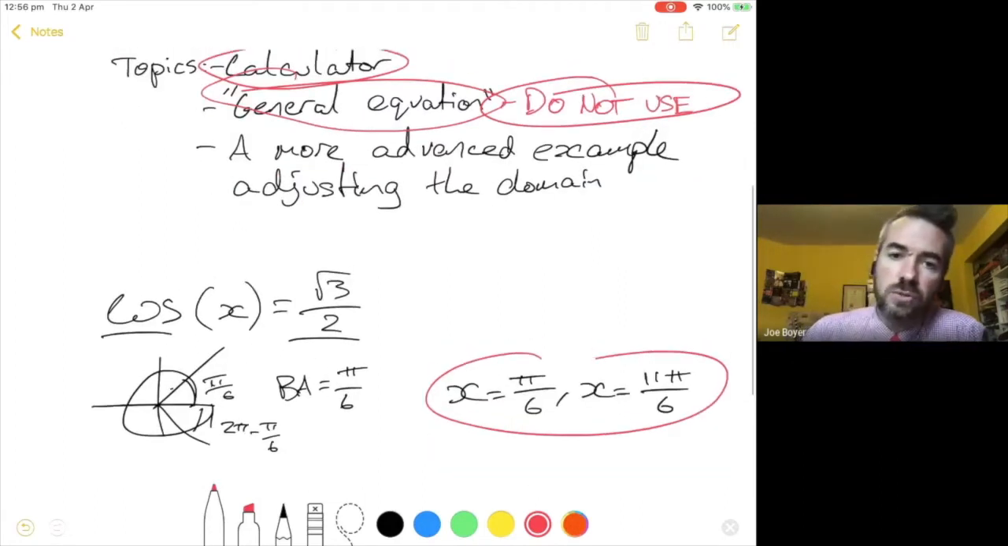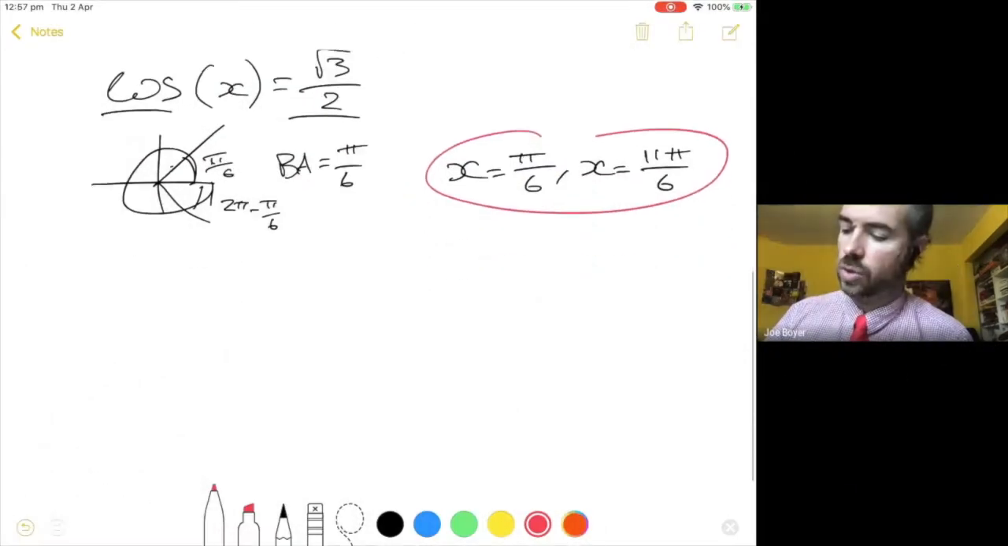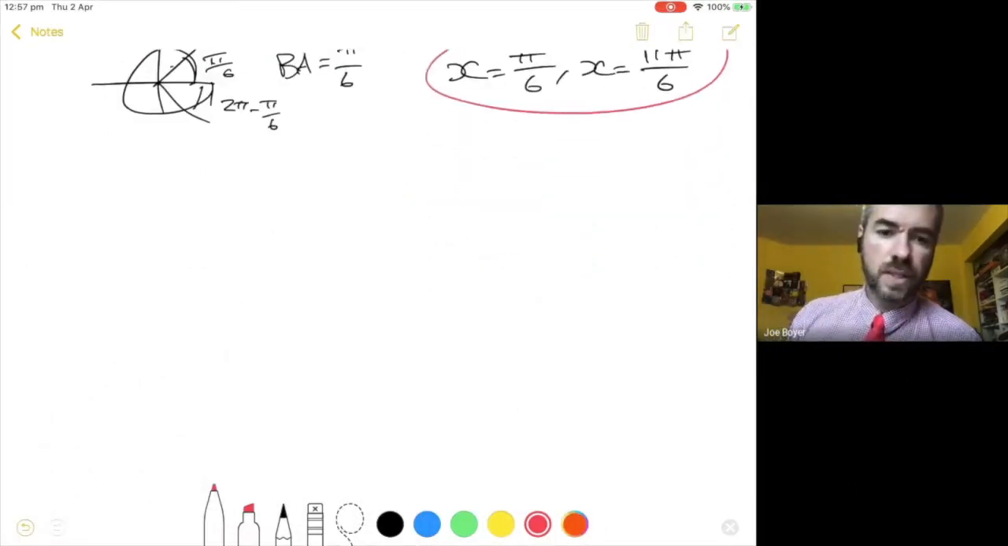I'm about to go on and show you a more complex example of solving all of these equations, but before I do, I might just pause and ask if anyone has any questions about anything that happened in the video or that I've talked about this morning. Let's talk about a more advanced example.